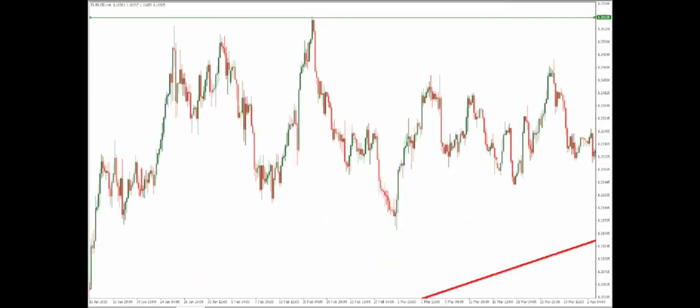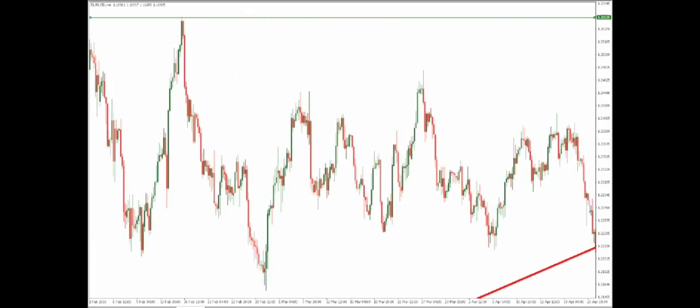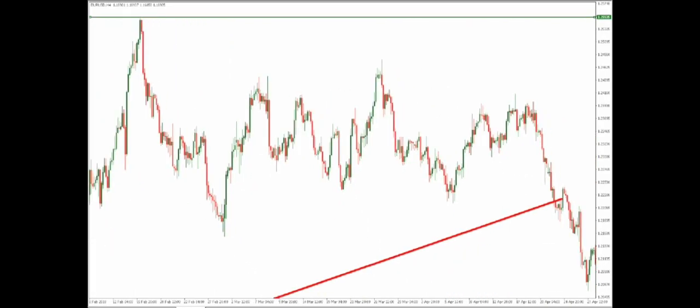Keep scrolling, and there we are. So this is where the market is currently. So that's our breakout, that's our confirmation. Remember guys, we only enter through confirmation, not through breakout.